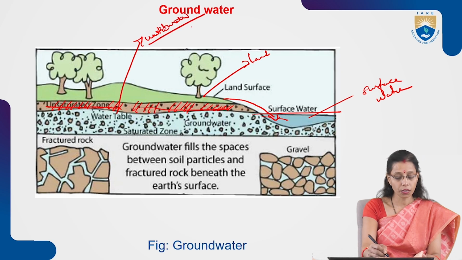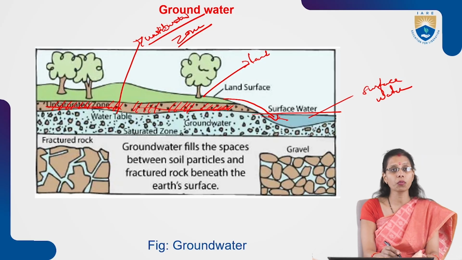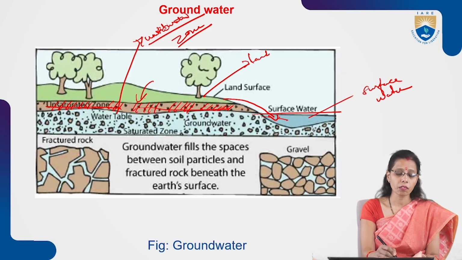Okay, unsaturated zone. Why unsaturated zone? Because it will have space to absorb the water. I mean, if we pour water here, it will absorb the water and it will flow down here itself.